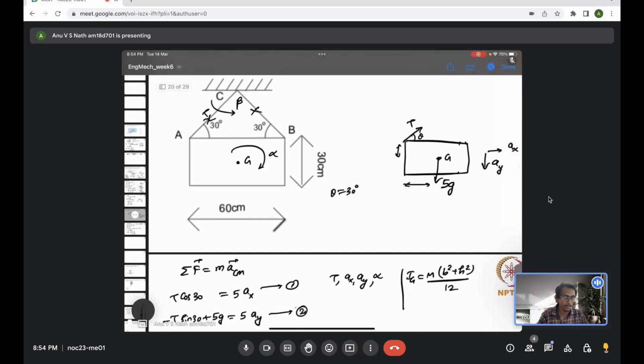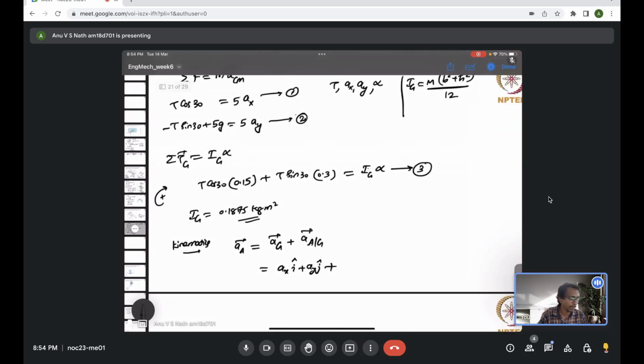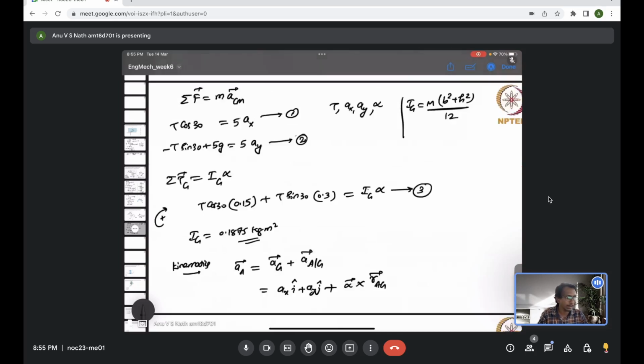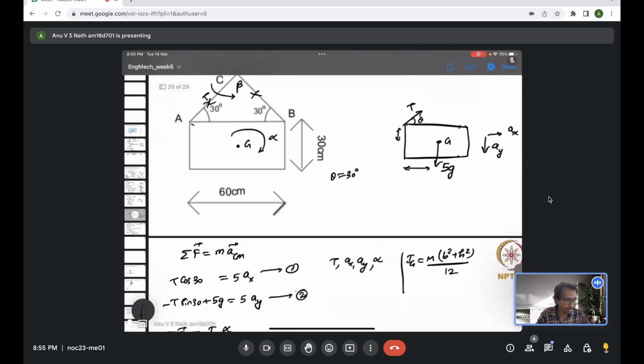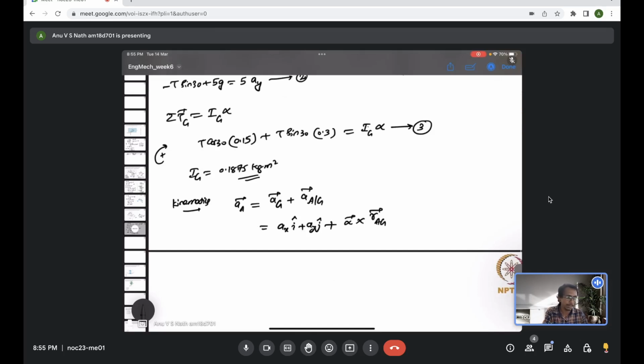Acceleration of A relative to G is a rotation, right? So it is the alpha vector cross RAG. So RAG is this position vector that you can determine because all the angles are known, and alpha is unknown, keep it as an unknown, and you will get an expression for acceleration of A.